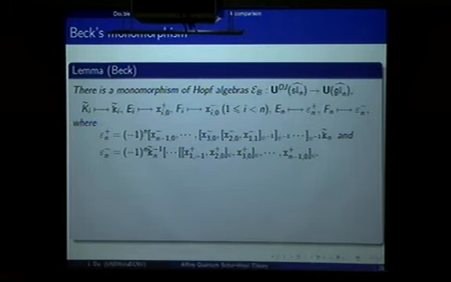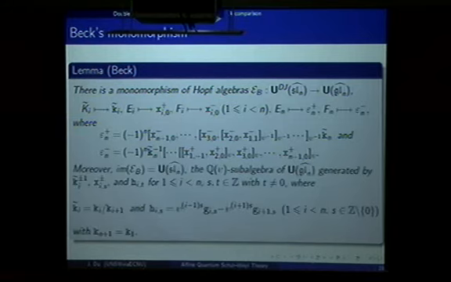This is Drinfeld-Jimbo's presentation. Use the Chevalley generators EI, FI, KIs, and send them into this quantum loop algebra I defined in the previous slides. Then the map is explicit. So that finds the connection between the Drinfeld-Jimbo presentation and Drinfeld's new realization. And actually, you can explicitly describe the image of this map, the generators and the relations, in a Drinfeld presentation manner. So that's the way to do that.